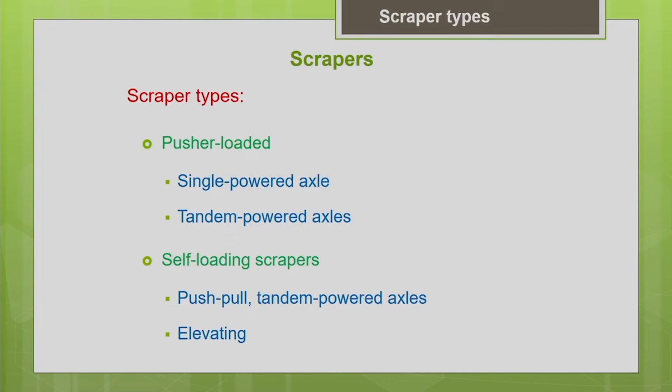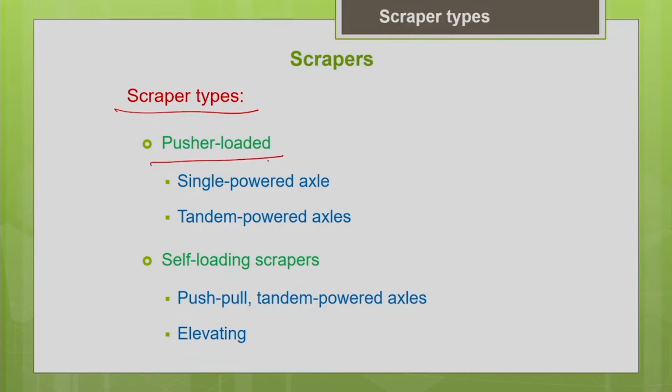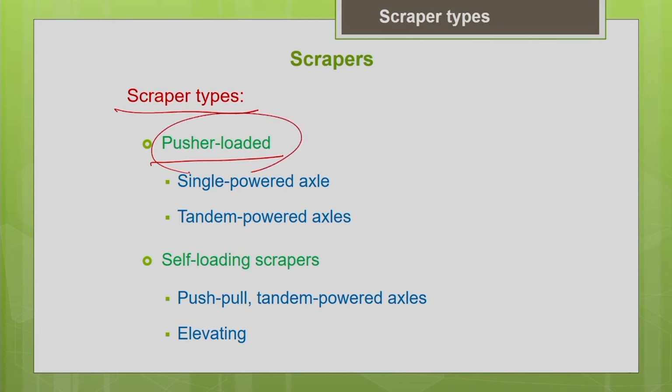Now, let us discuss the types of scrapers. There are different types of scrapers. Here we have classified them based on whether the scraper needs assistance from other machines during its loading operation or not. Pusher loaded means the scraper needs the assistance of a pusher, a tractor, or a bulldozer during its loading operation. Those scrapers are called pusher loaded scrapers.